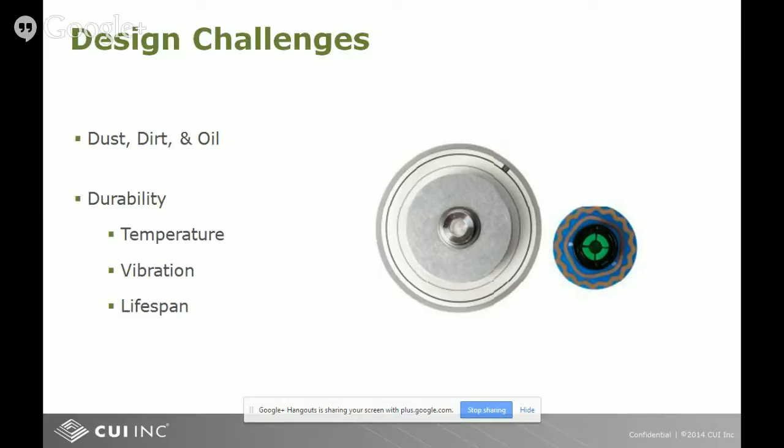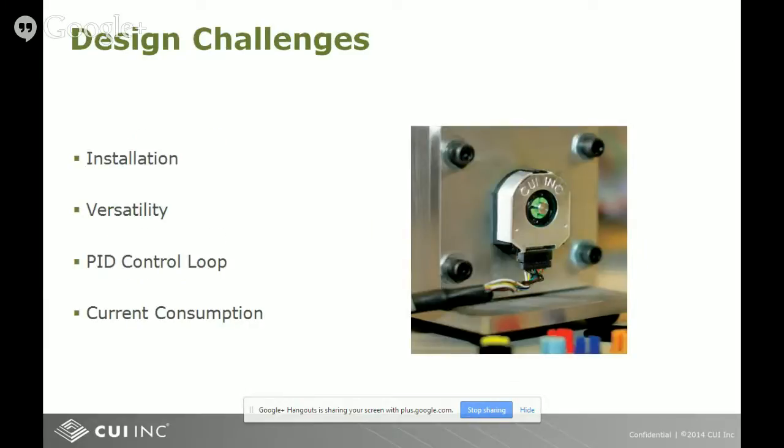Anytime that you're designing something, you want to make sure that it's going to fulfill the intended lifespan for the device, so that you don't have parts breaking before it's needed. And it's certainly a concern with choosing the type of encoder technology that the designer uses as well. So, some more design challenges.